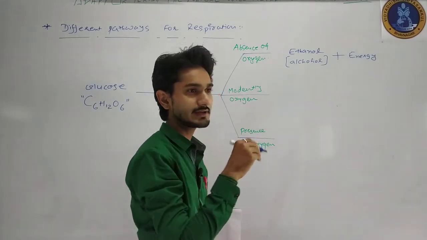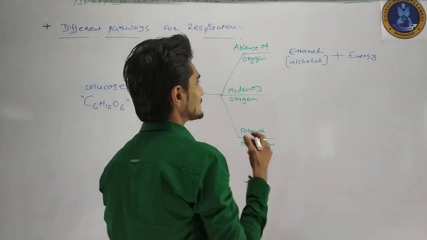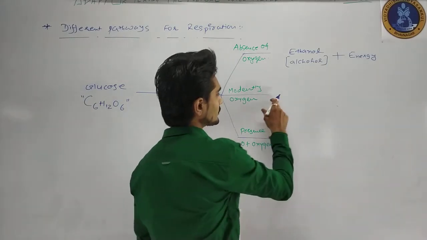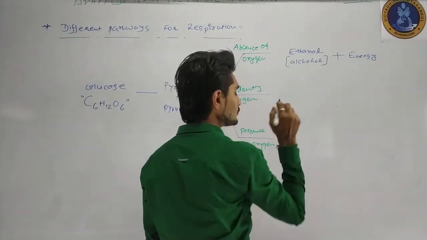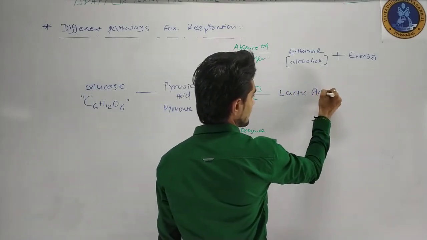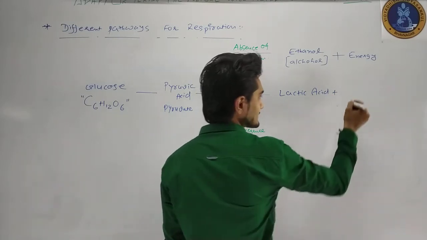Okay, if moderately available oxygen is available during the respiration process, then what happens? Then two products will be produced, and that will be lactic acid, and also it creates the energy.